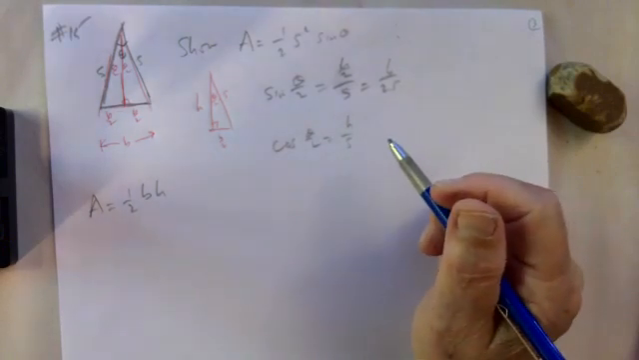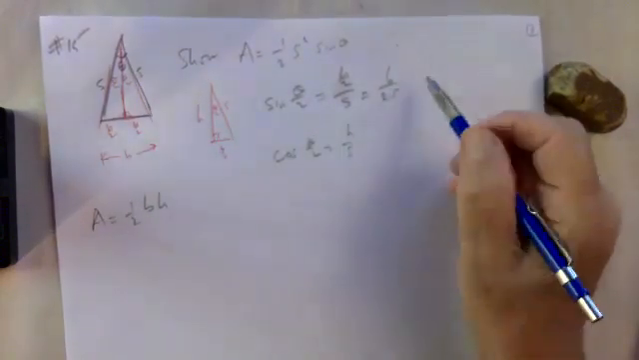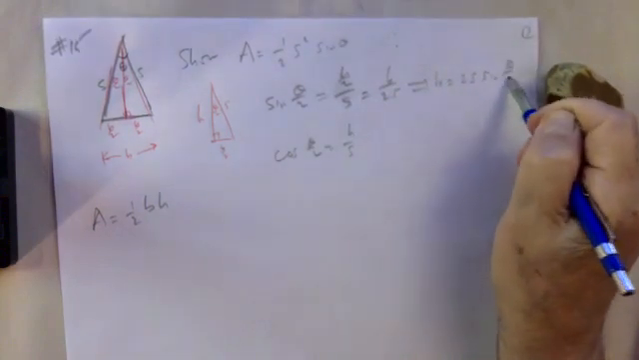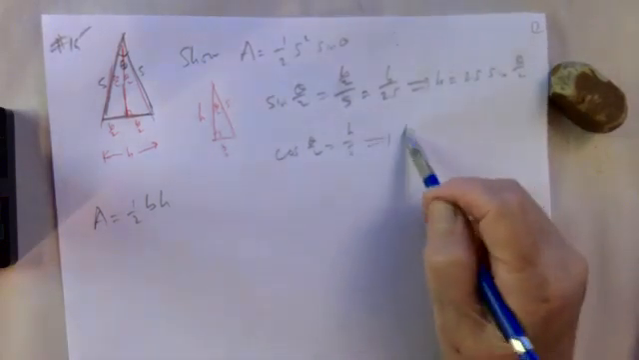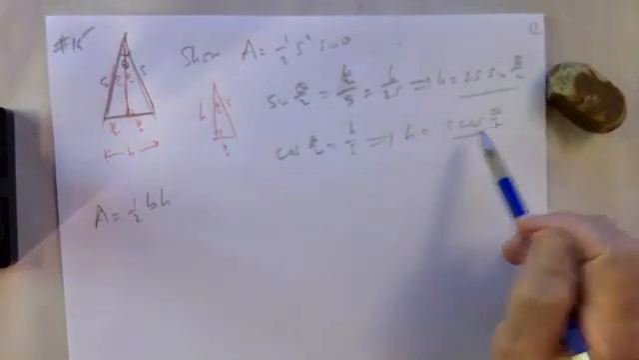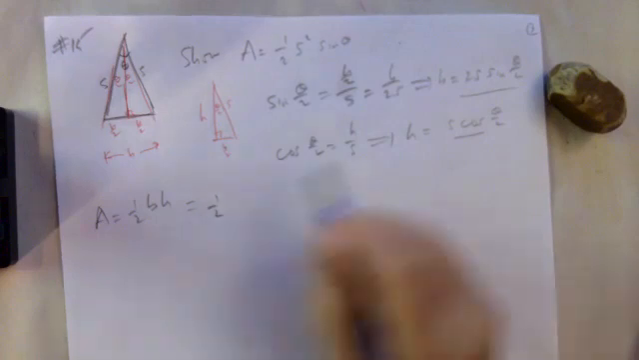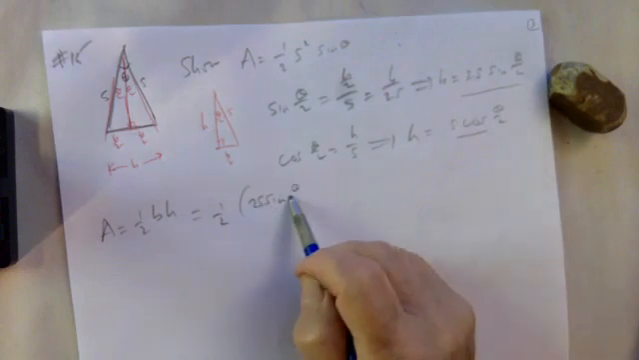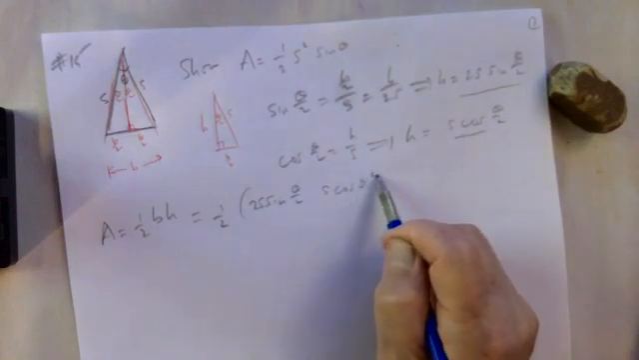So what does this say? If sine of theta over 2 is b over 2s, that means b is 2s sine of theta over 2. If the cosine of this angle is h over s, this means h is equal to s times the cosine of theta over 2. Let's substitute these two expressions for the base and the height into this formula. This is 1/2 the base, 2s sine theta over 2, times the height, s cosine theta over 2.